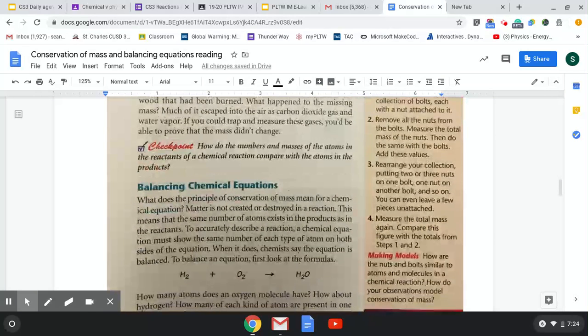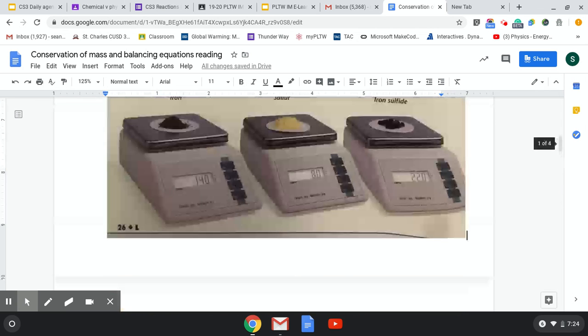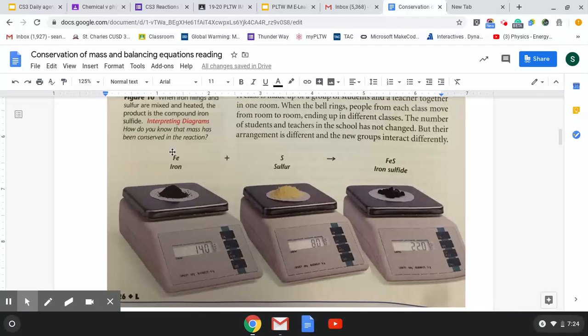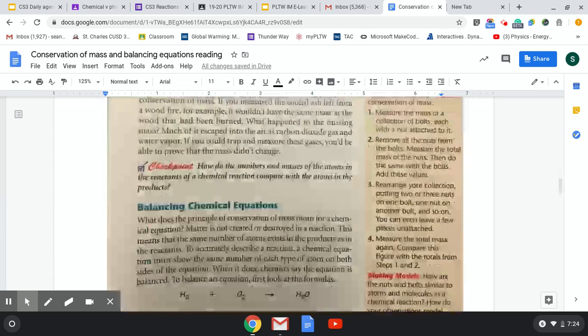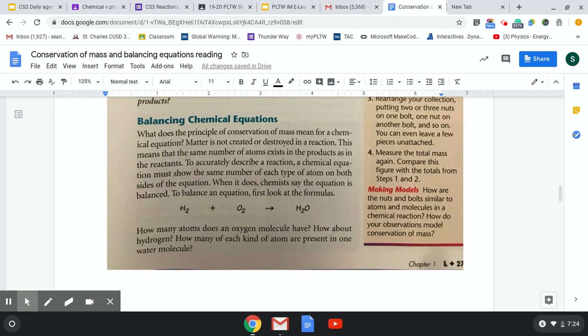So our checkpoint here: how do the numbers and masses of the atoms in the reactants of a chemical reaction compare with the atoms in the product? So now they're talking not so much about the mass, but about the numbers of atoms. So let's take a look. In this equation, we had one iron atom plus one sulfur atom. And on this side, we had one iron atom and one sulfur atom. The amount of atoms was the same.